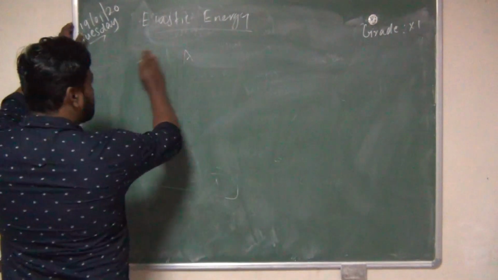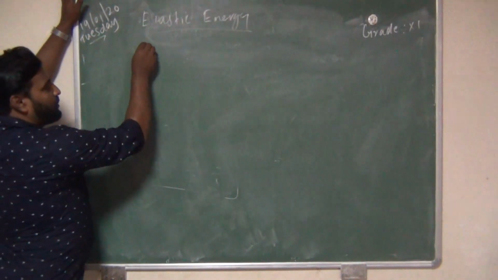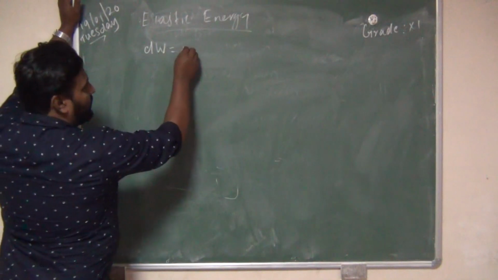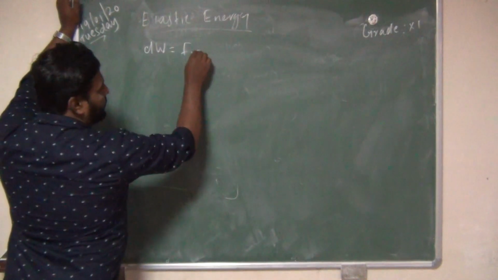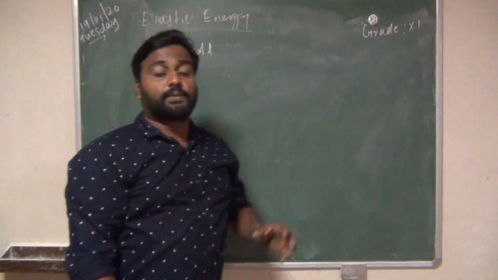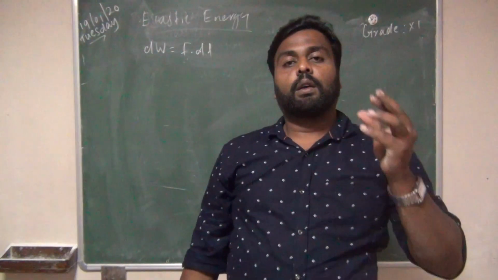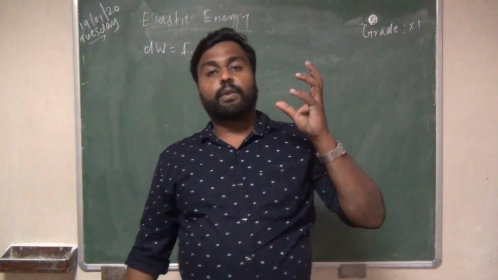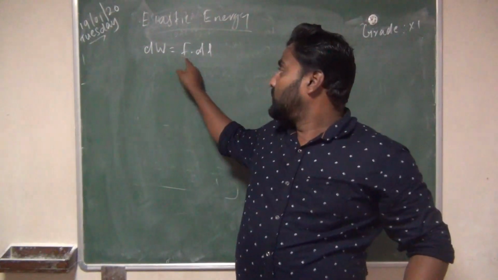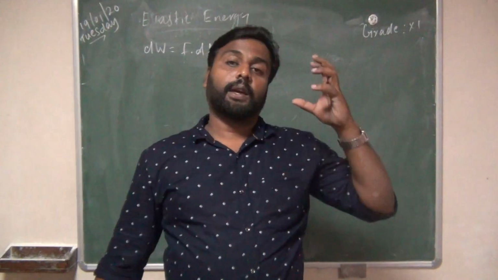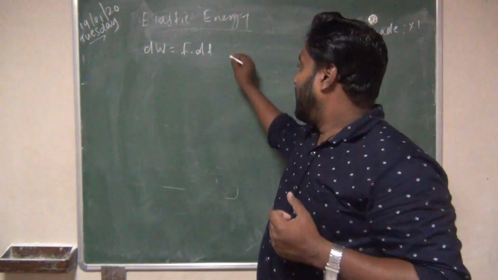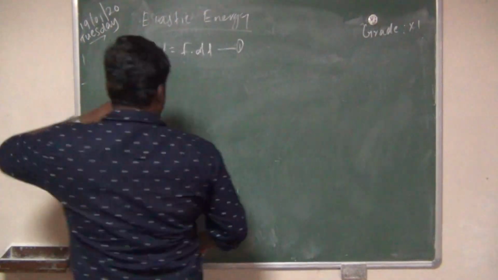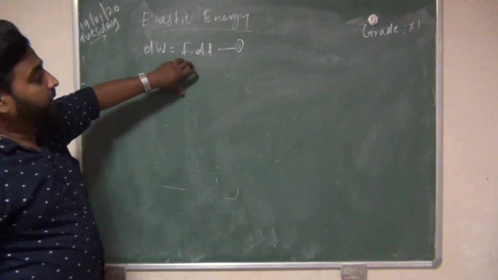For that, we know that our general formula is W equal to F into D. So here we can choose dW equal to F into dl, and here dl means a small length, and we are using dW for the small length. And we need to find out the F value. If you want to find out the F value, we have to choose the Young's modulus formula, which we have discussed in the previous video session. So dW is equal to F into dl. This you can take as equation number 1.